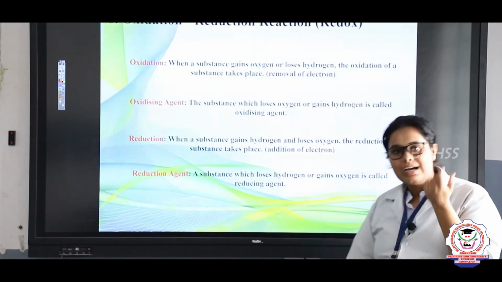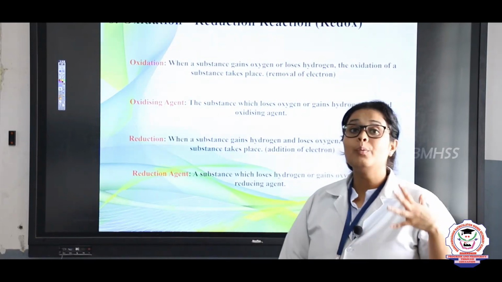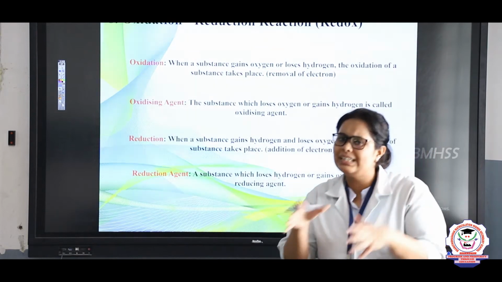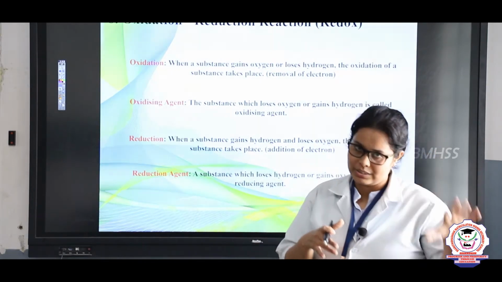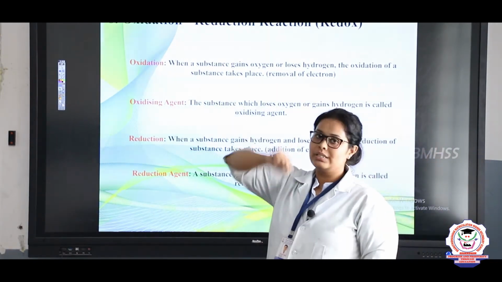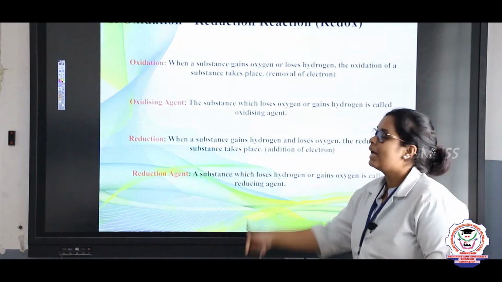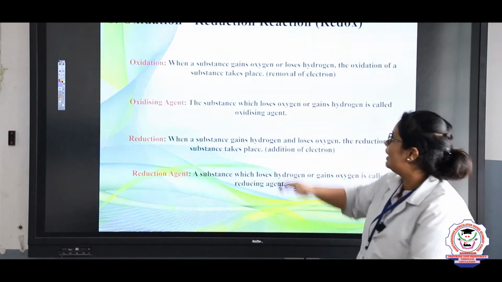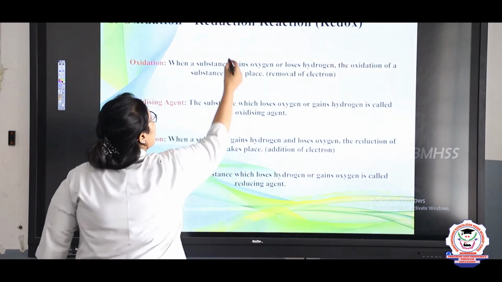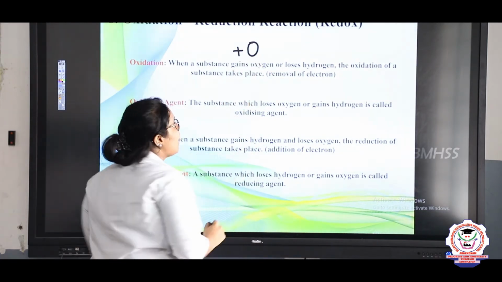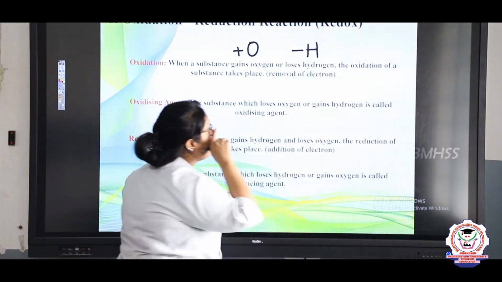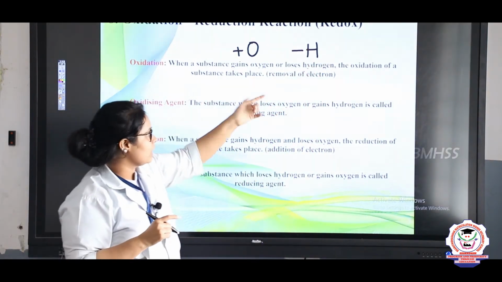Now, let us come to the last reaction in this. So, this reaction will tell you what is a redox reaction. So, children, before going into the deep redox reaction, we should know what is oxidation and reduction. So, now let us see here, children, what is oxidation. When a substance gains oxygen, that is, here you can write it as gains oxygen means plus O, and loses hydrogen means minus H, the oxidation of the substance takes place.